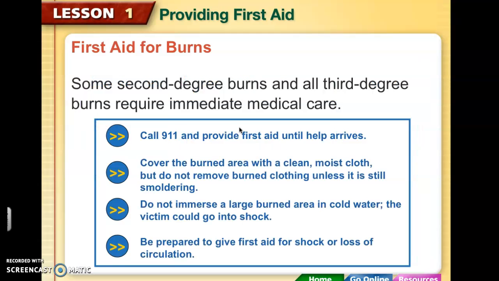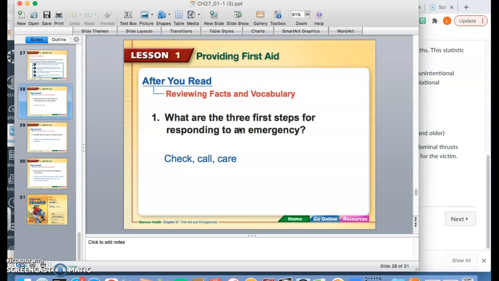For some second-degree burns and all third-degree burns, this is what you want to do. Call 911 and provide first aid until help arrives. Cover the burned area with a clean, moist cloth and do not remove the burned clothing unless it is smoldering. If part of their clothing is burned but it's not on fire anymore, don't remove it. Only remove it if it's still smoldering and causing more burning. Do not immerse a large burned area in cold water because it could send the victim into shock. And be prepared to give first aid for shock and loss of circulation because of the severe burns.